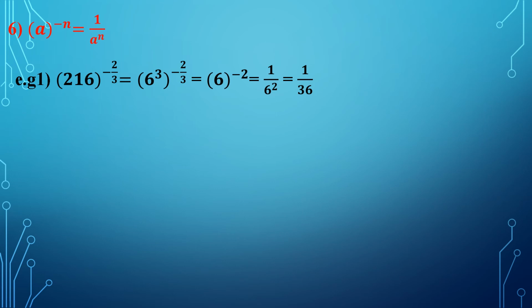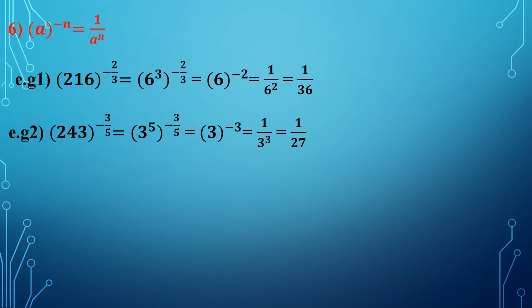Suppose 216 raised to minus 2 upon 3. We know that 216 is cube of 6. Hence 6 cube raised to minus 2 upon 3, where 3 and 3 will get cancelled, and we will get 6 raised to minus 2, which will give us 1 upon 6 raised to 2, which will be equal to 1 upon 36. Let us take one more example to understand this.